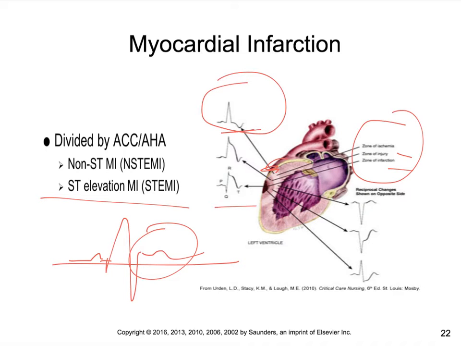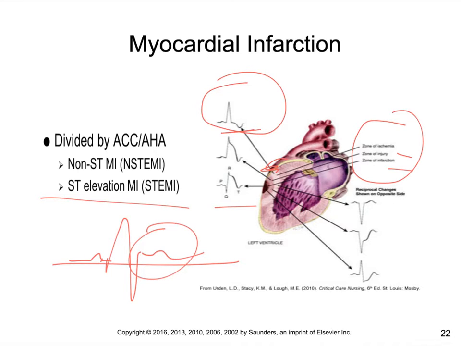If we see that, we need to take them to a procedure that we'll talk about in the next few slides, a cardiac catheterization. We'll take them to the cath lab, and we're going to go in and look at their vessels and see if there is a blockage within one of their coronary arteries, and we're going to try to open that up. We're going to try to regain blood flow to that area of the cardiac muscle.